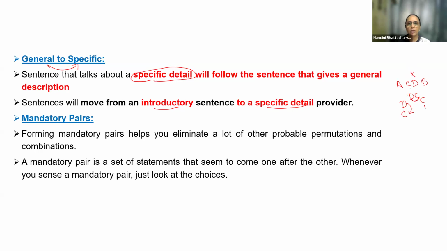So you can narrow down your options. Maybe you have two options which have DC. And now what are you left with? Maybe DC is coming in the middle, or maybe in the beginning. Maybe D is an introductory sentence and C follows. Then you can decide what comes after C. So this will help you to eliminate at least two options mostly.